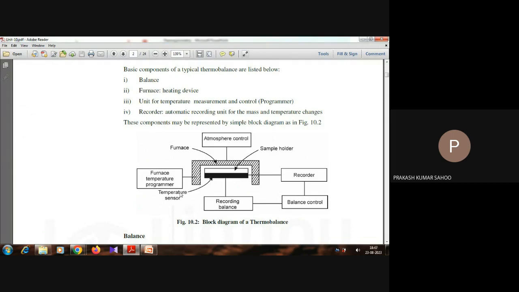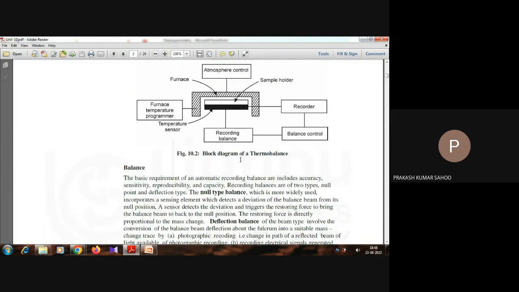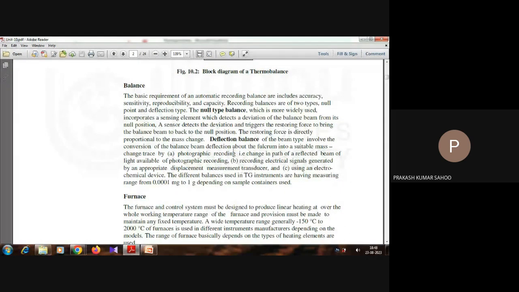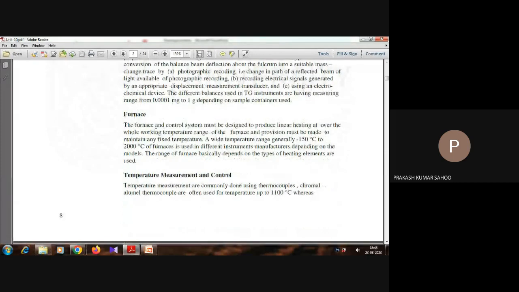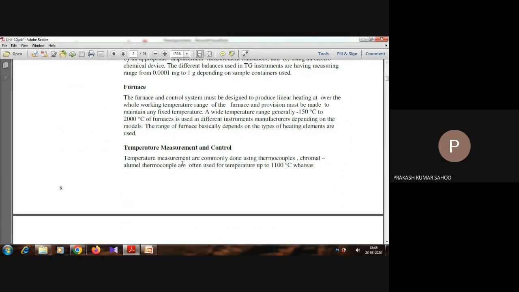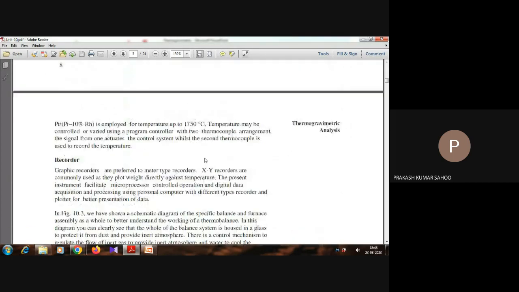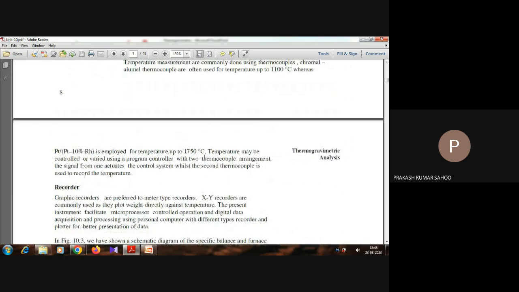This is the atmospheric control. This is the programmer. The sensor is already here, which will indicate the temperature. Then it is the recording balance and the balance control here. So these are the instrumentation for your thermobalance. There will be a null type balance and a deflection type balance. The furnace we may use from minus 150 degrees centigrade to 2000 degrees centigrade.